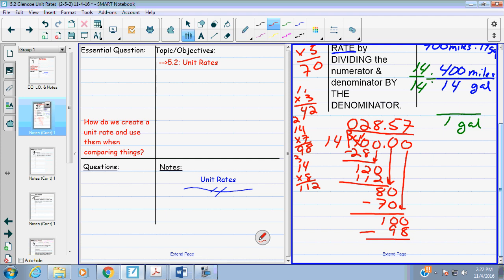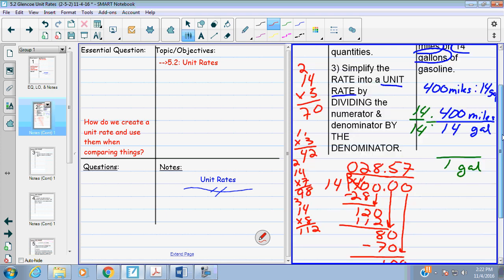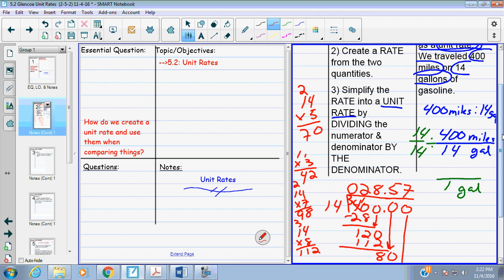And this is not going to repeat for a while. So I'm going to edit our directions and say we are allowed to stop at our hundredths place. So what we've just learned is that 400 divided by 14 is approximately, that's what this symbol means, 28.57 miles. So what we've learned here is that in this trip, every gallon of gas will get us approximately 28.57 miles. And we have created a unit rate.